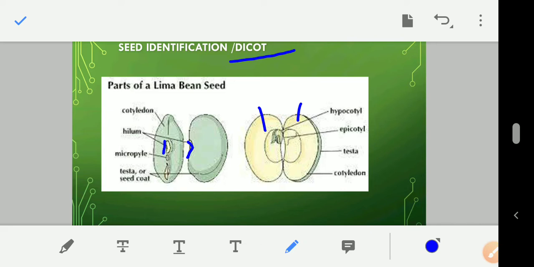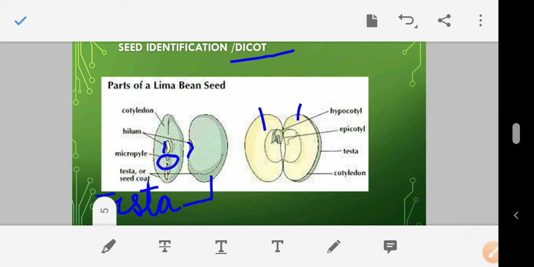Below the hilum, this is the important question, there is a pore that is called micropyle, and micropyle is a pore from where the water enters. The outermost layer is known as testa. Testa is the protective layer around the seed. Now, in a seed there are 3-4 parts: hypocotyle, epicotyle, testa, cotyledon. So let's understand the structure of all these parts.